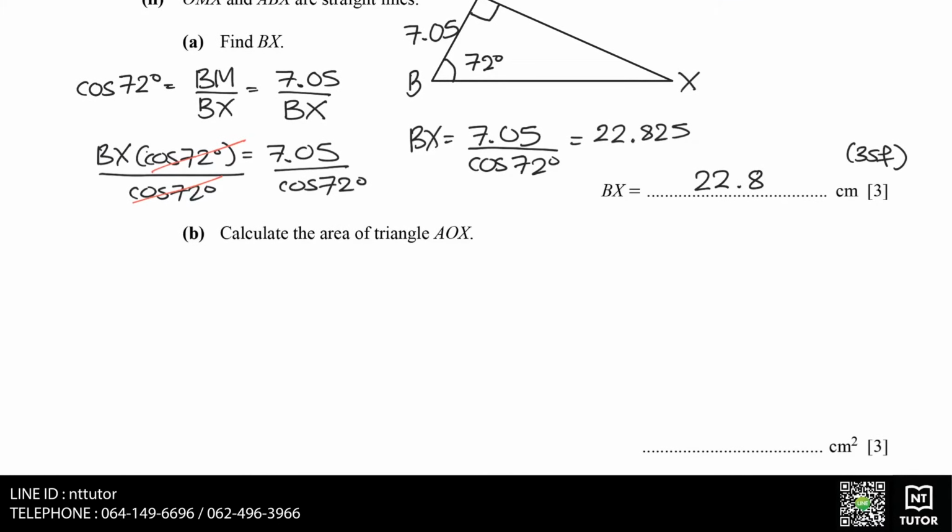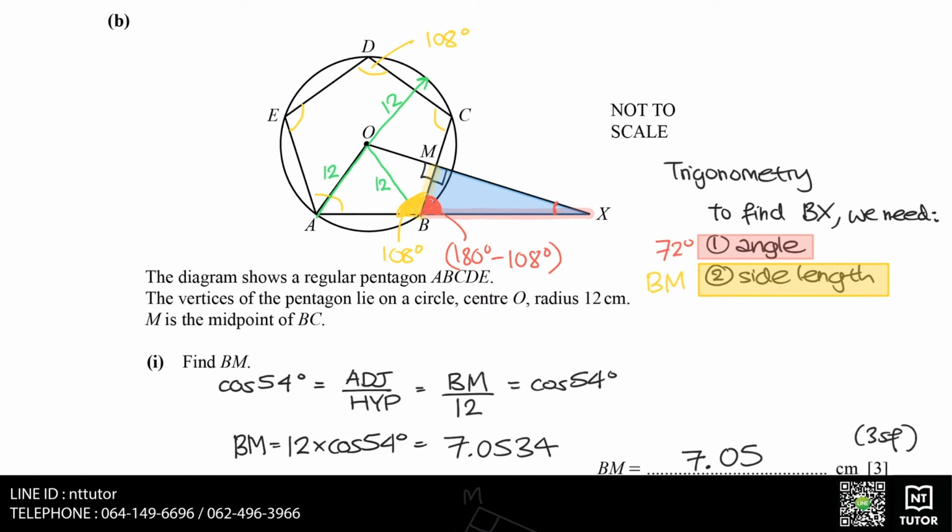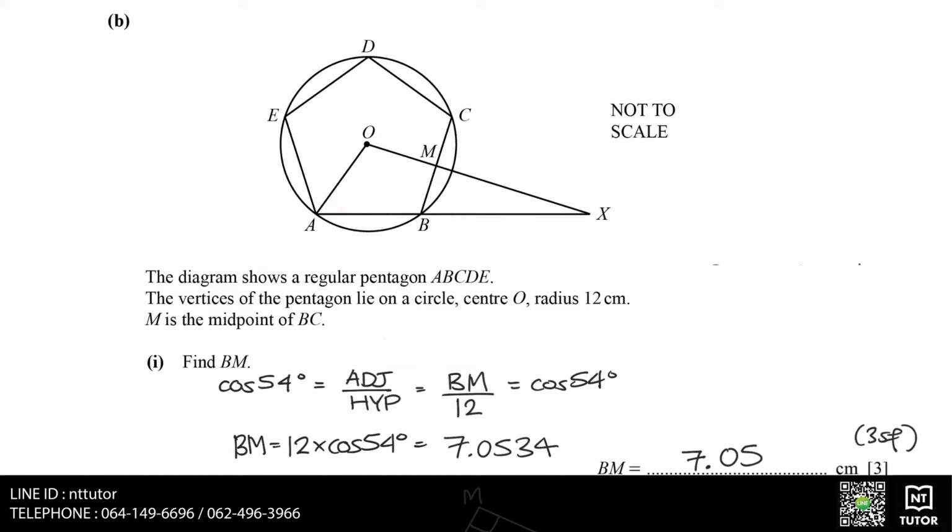B. Calculate the area of triangle AOX. Triangle AOX is this triangle. We know that OA is equal to 12, and we know that all these interior angles are equal to 108, and that the angle OAB is half of 108. This means angle OAB is equal to 54 degrees.